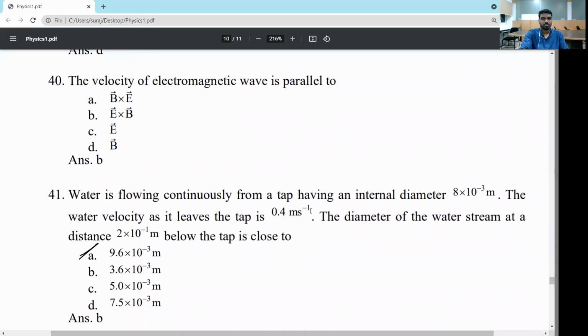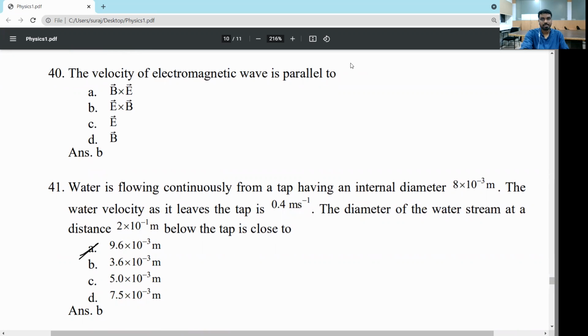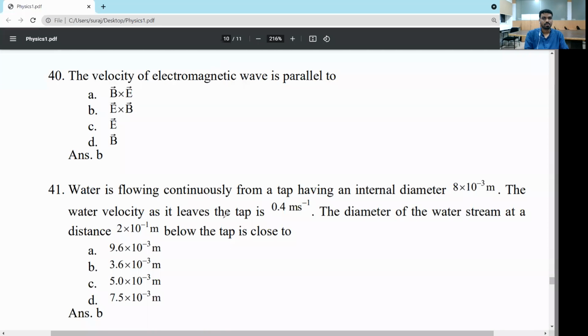Water is flowing continuously from a tap having an internal diameter 8 into 10 power minus 3 meter. The water velocity as it leaves the tap is 0.4 meter per second. The diameter of the water stream at a distance 2 into 10 power minus 1 below the tap. Nice question. Tap water will be somewhat like this. This distance is given as 2 into 10 power minus 1 meter.